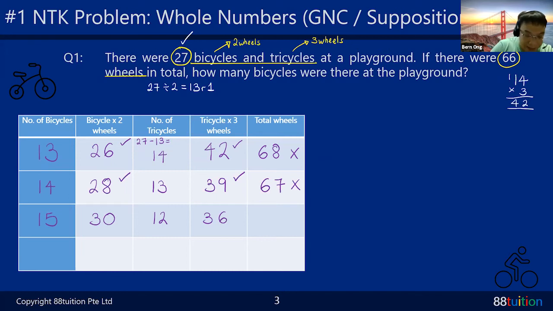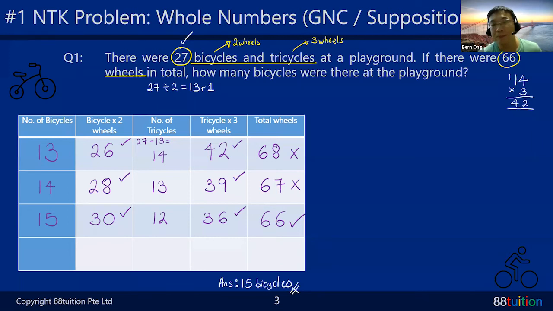All right. And now you add 30 plus 36. Yes. Answer is what? 66. Isn't that what the question is looking for? So now you can answer the question. How many what? How many bicycles are there? So your answer will be there are 15 bicycles. And this will easily give you some marks. Woo! Thank you, teacher. Can?